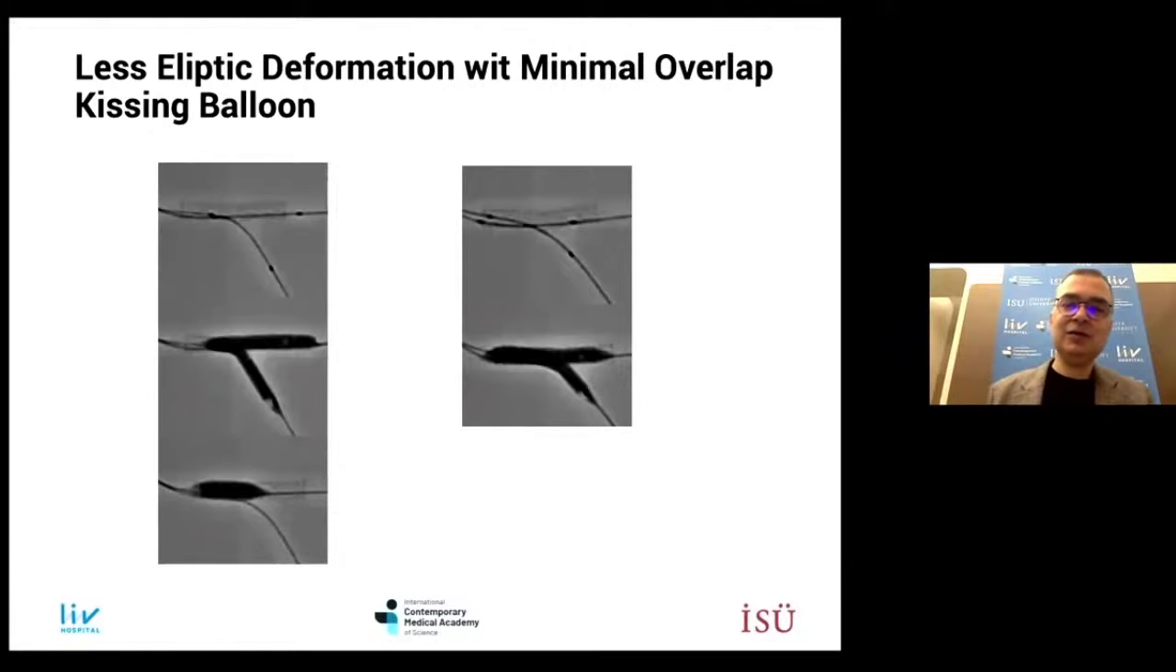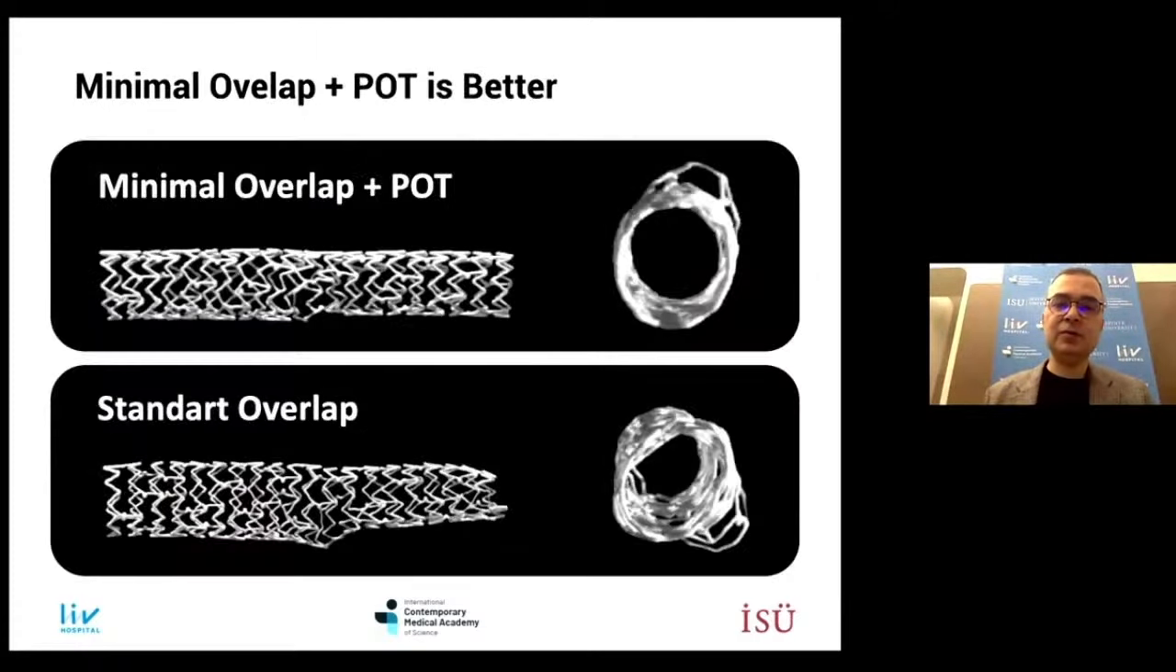But if you do this with a mini kiss, if you just retrieve the balloons minimally to the main vessel, you will have the elliptic deformation only in a smaller part, and you can of course finish the case always with a final POT, which will correct this elliptic deformation and return to the circular anatomy.